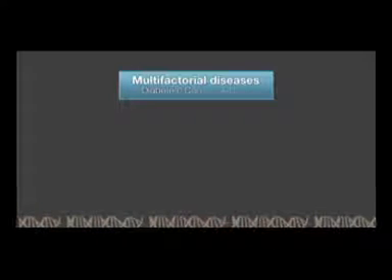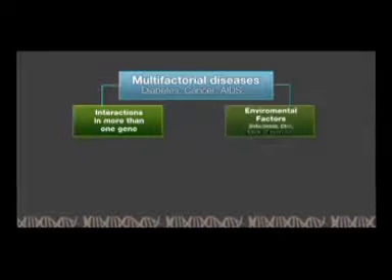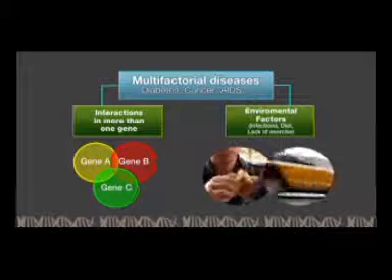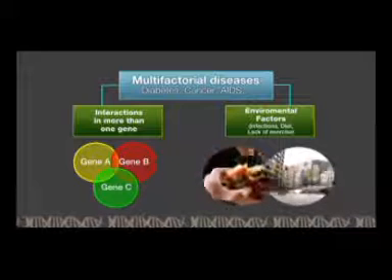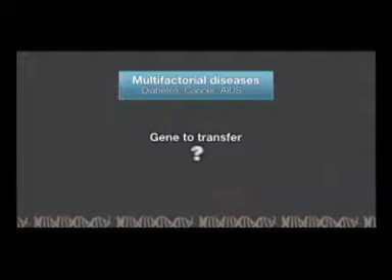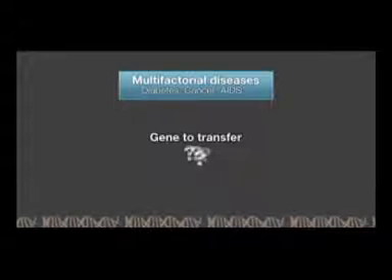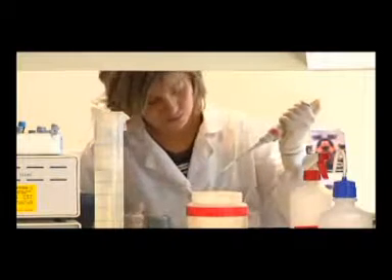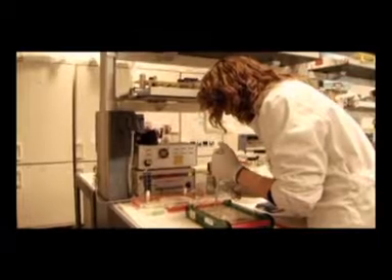However, there are diseases such as diabetes, cancer or AIDS whose origin is more complex, either because they result from the interactions of more than one gene or because they are associated with environmental causes. In these cases, the choice of the therapeutic gene may be more challenging, and scientists will depend on previous studies and knowledge of the disease to choose the appropriate gene or genes to be transferred.